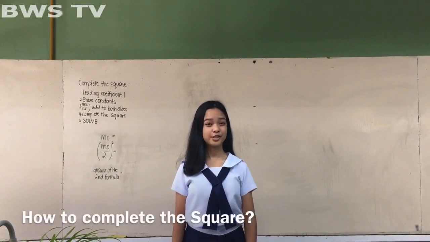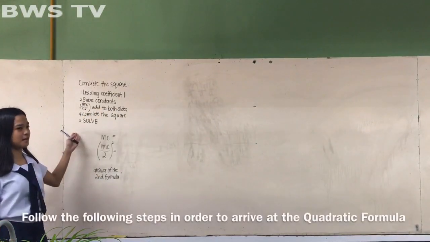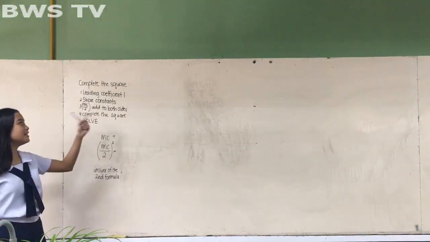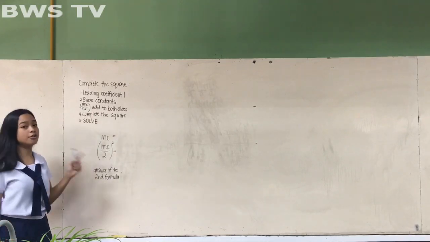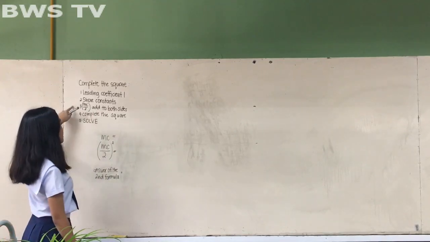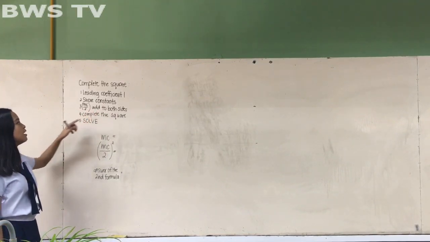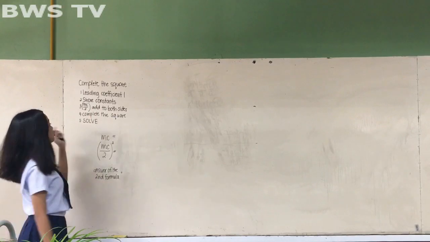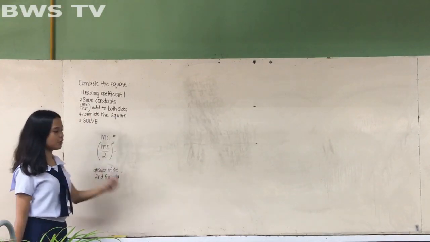How to complete the square? To complete the square, we have 5 steps. First step, we will be using the coefficient 1. Second step, we need to remove the constants. Step 3, we need to add this formula to both sides. Step number 4, we need to complete the square. And step number 5, we need to solve.